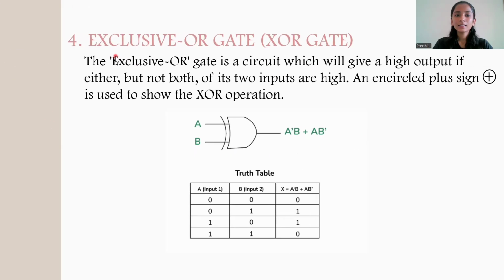And the next gate is exclusive OR gate or XOR gate. The exclusive OR gate is a circuit which will give a high output if either but not both of its two inputs are high. An encircled plus sign is used to show the XOR operation. This is the logical symbol of XOR gate and the equation is A dash B plus A B dash.